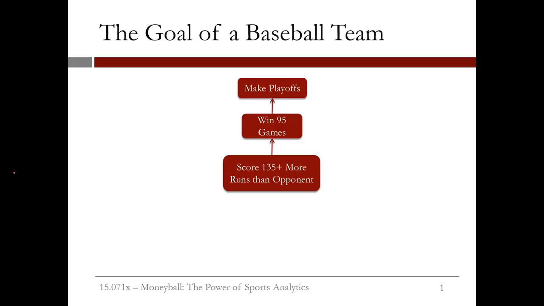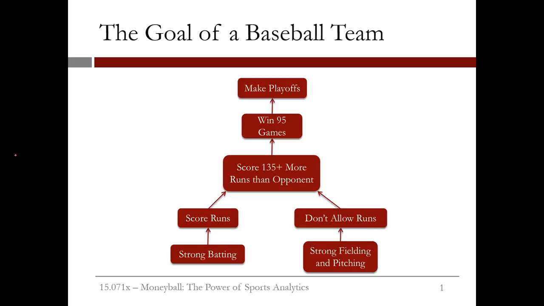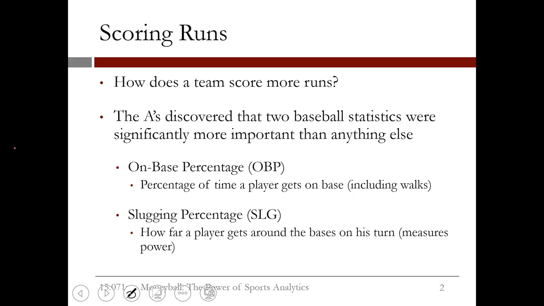This means that we need to know how many runs a team will score, which we will show can be predicted using batting statistics, and how many runs a team will allow, which we will show can be predicted using fielding and pitching statistics. Let's start by creating a linear regression model to predict runs scored.